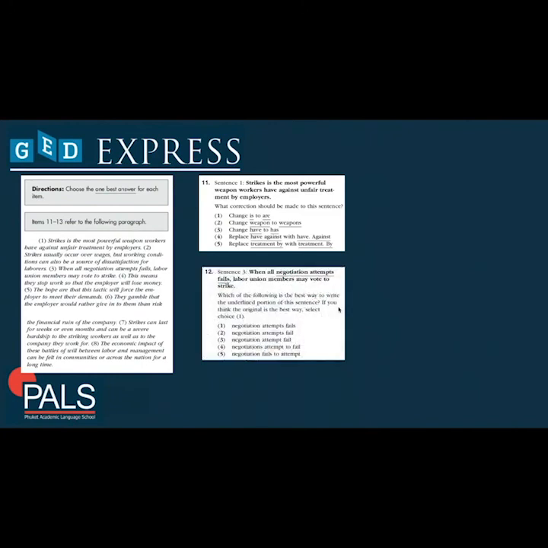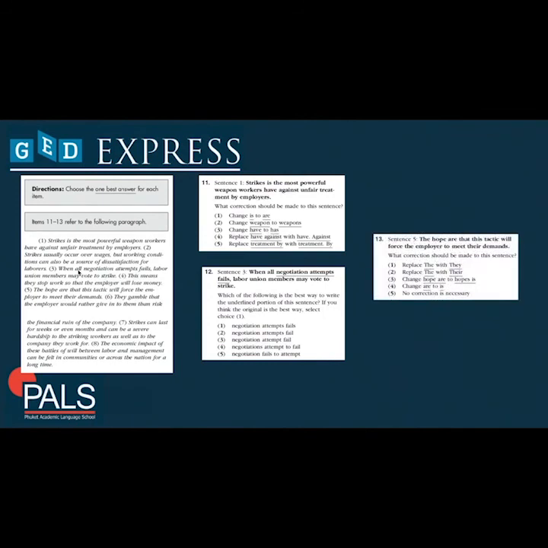Question 12. Sentence 3. When all negotiation attempts fails, labor union members may vote to strike. Which of the following is the best way to write the underlined portion of this sentence? If you think the original is the best way, select choice 1. I'm sure as I read it, you've already seen what's the matter with this sentence. So, if your answer is number 2, then you are correct. When all negotiation attempts fail, labor union members may vote to strike.